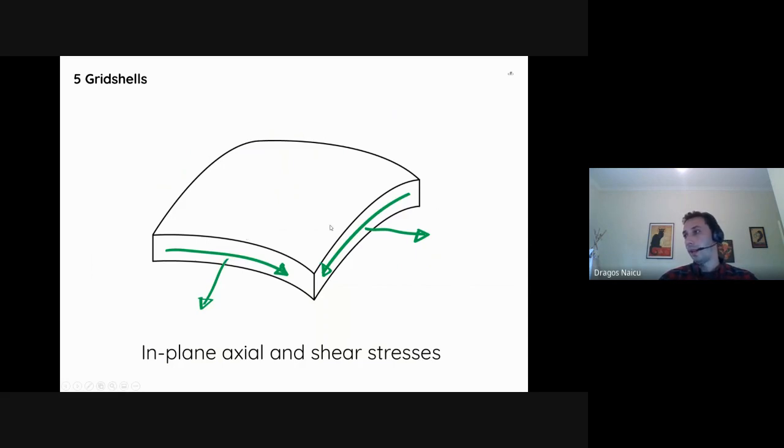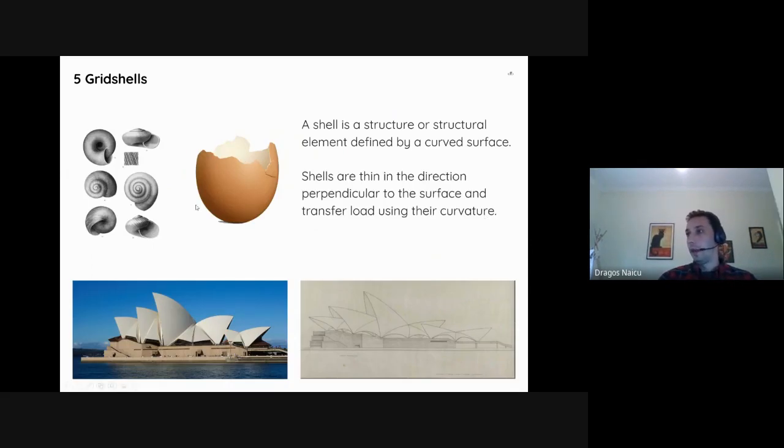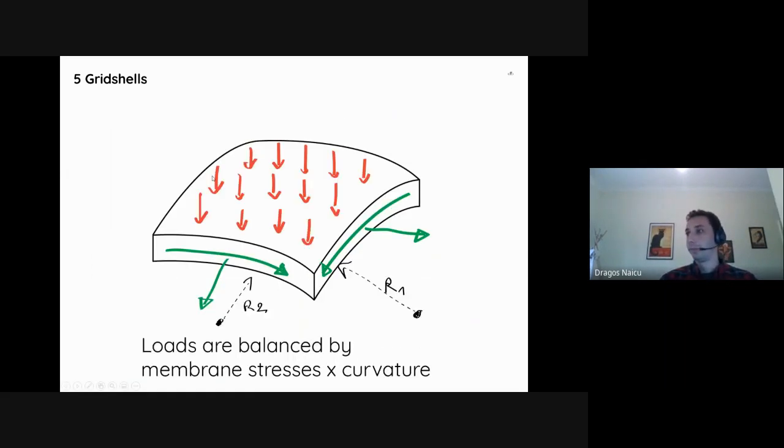So in-plane axially in the two orthogonal directions, and then shear stresses. There's also bending, but we want to minimize that as much as possible, so that they don't act as beams, but they act as an eggshell itself. And the loads that we apply, be they gravity or wind or all other types of pressure, are balanced by the membrane stresses and the curvature of the surface that they are based on.